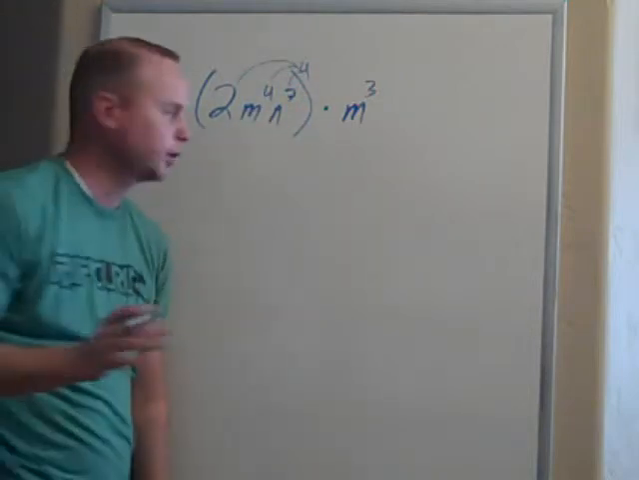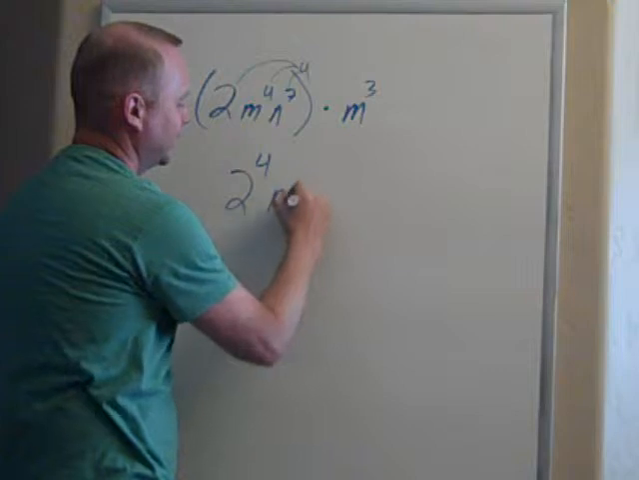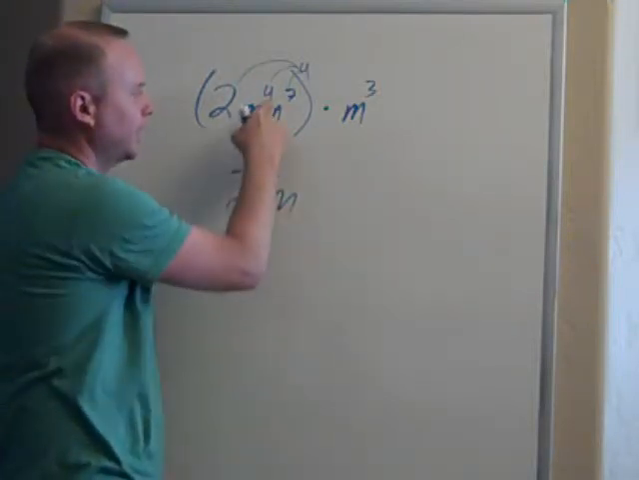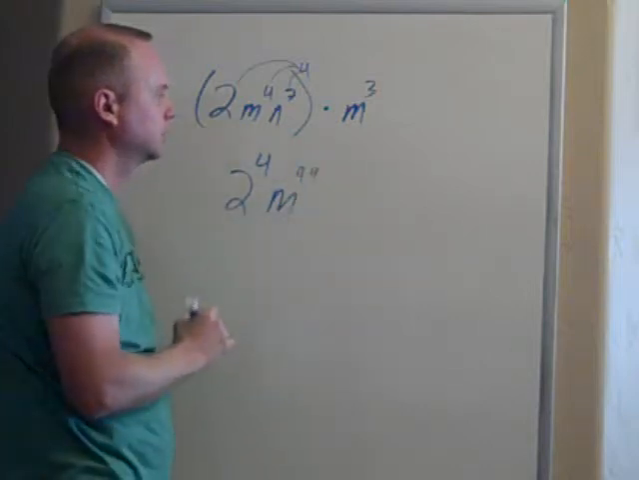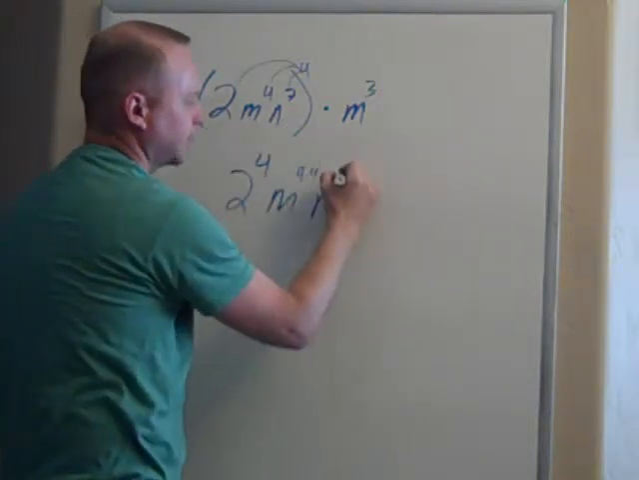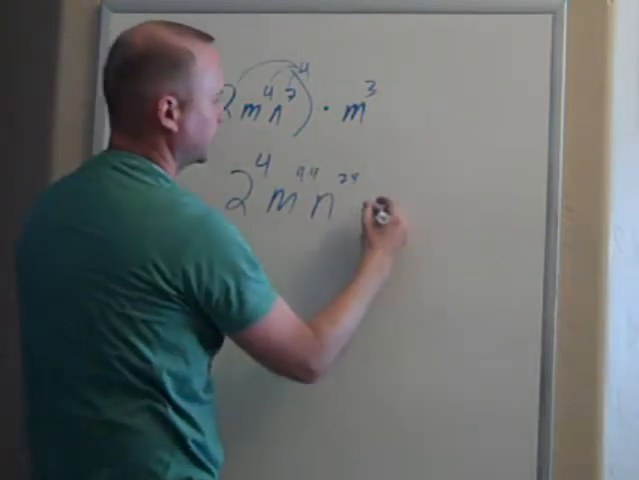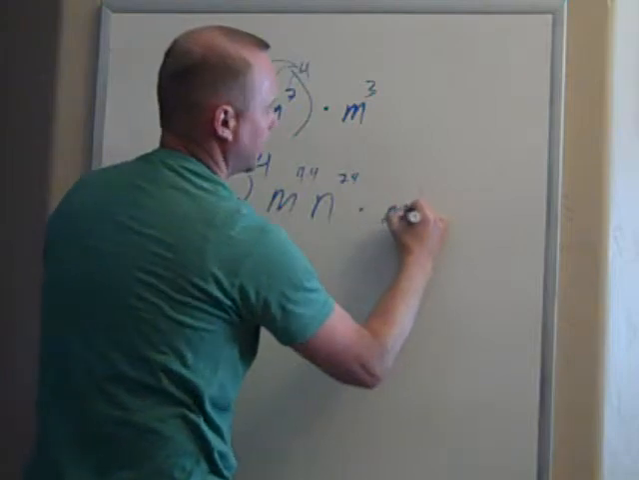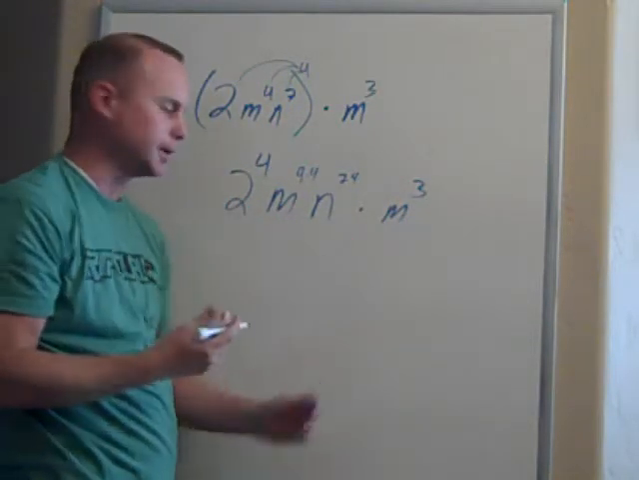inside of that parenthesis. Okay, so this is the same thing as 2 to the 4th, m, and now this is 4 times 4. Then I have this n, and this is 7 times 4. And then I finish writing this last one out, times m to the 3rd. I haven't really done anything with that guy yet. I just want to write him down so I don't forget about him.